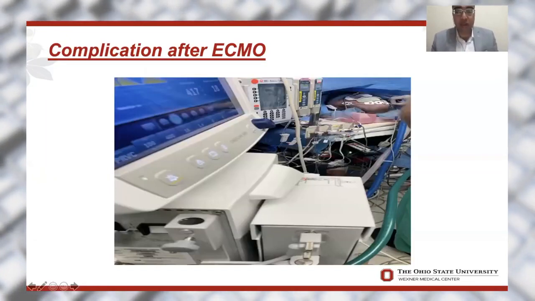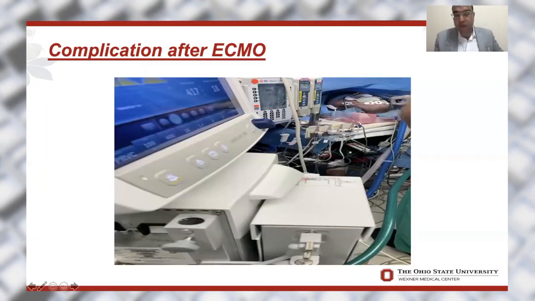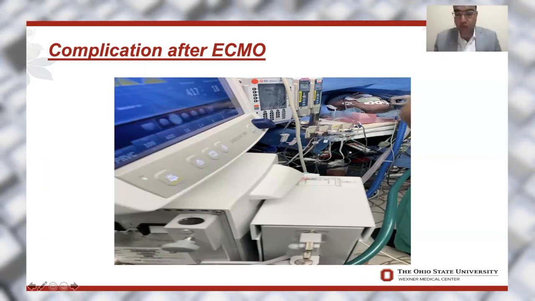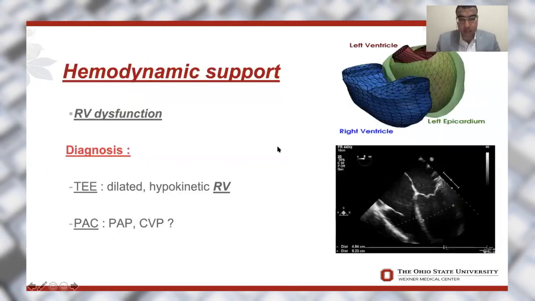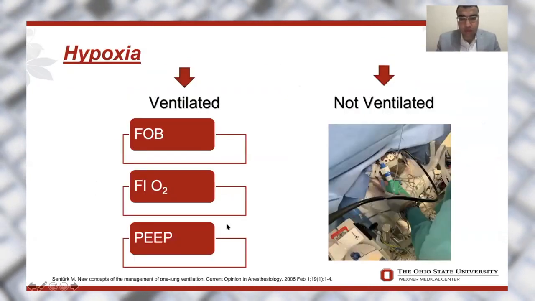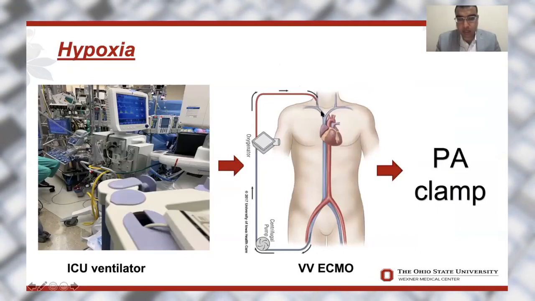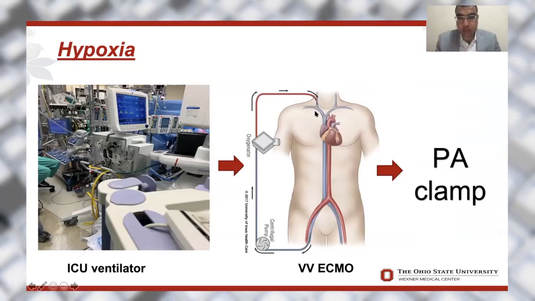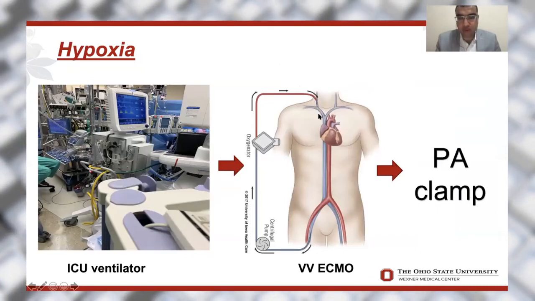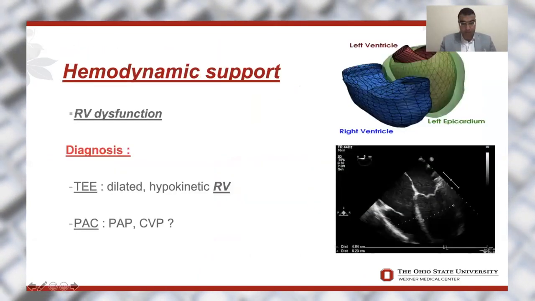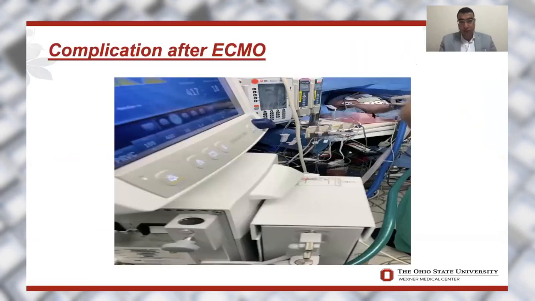This is called SVC syndrome, or superior vena cava syndrome, because of the malposition of the cannula, which is in the SVC, as we can see here in the VV ECMO. This is a cannula from here, and this cannula goes to the SVC. So if this cannula is malpositioned, it will obstruct the flow from the face and cause facial congestion. This is the photo again.